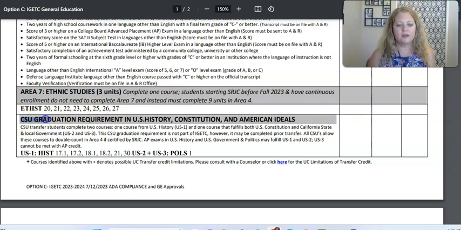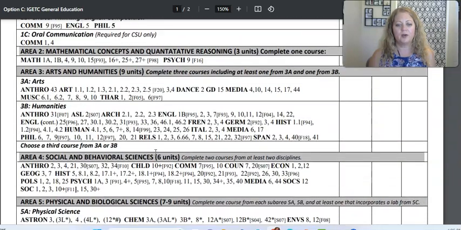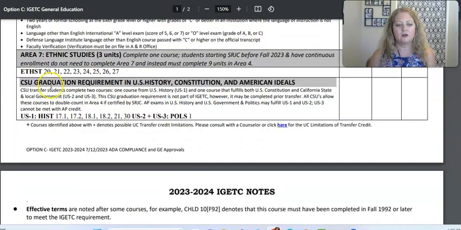The CSU has a graduation requirement. We talked about this when we talked about the CSU GE sheet of 1 U.S. history and 1 government class. Again, those classes are up above in the social and behavioral sciences section. So if you took History 17.1 and then took Poli-Sci 1, it's going to meet the 6 units in Area 4, and it's also going to meet the CSU graduation requirement.